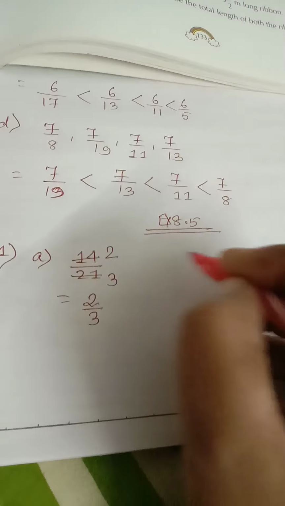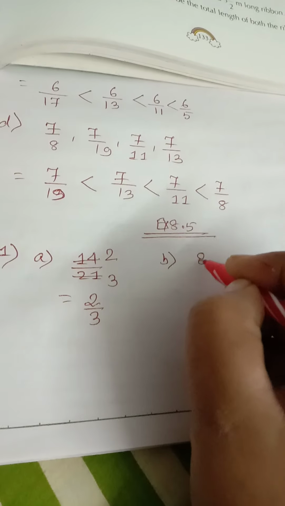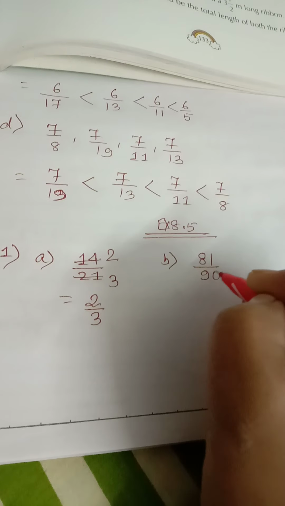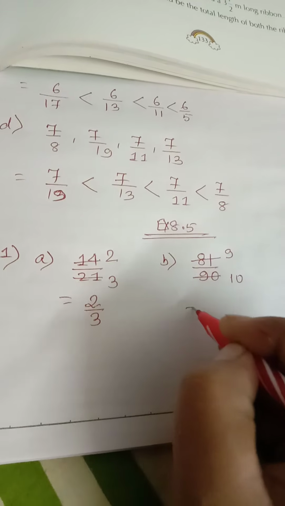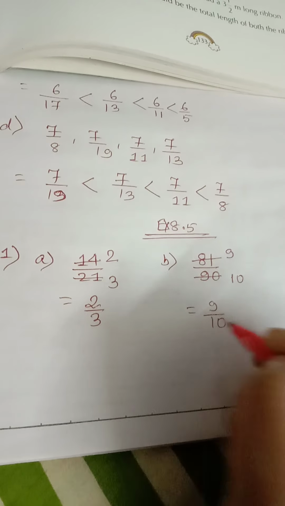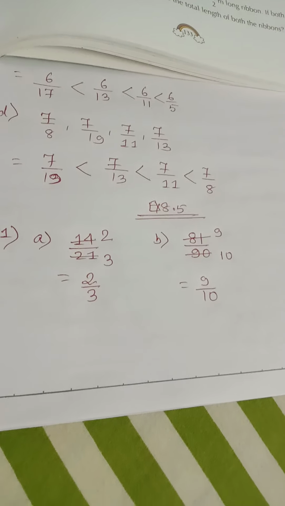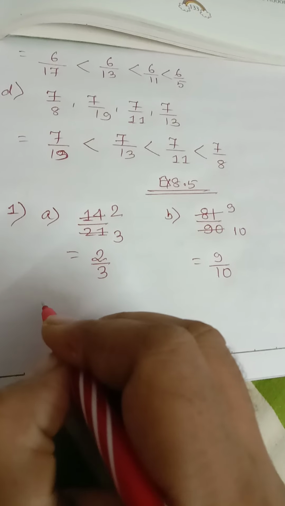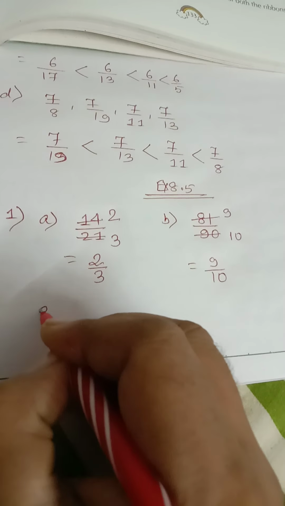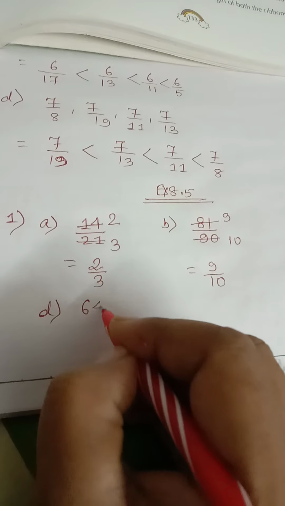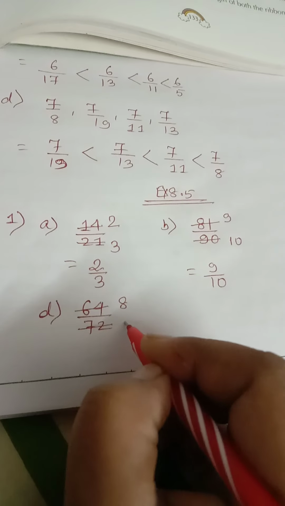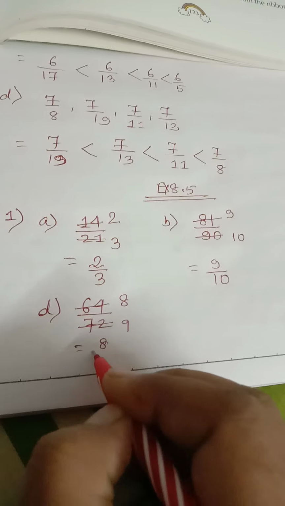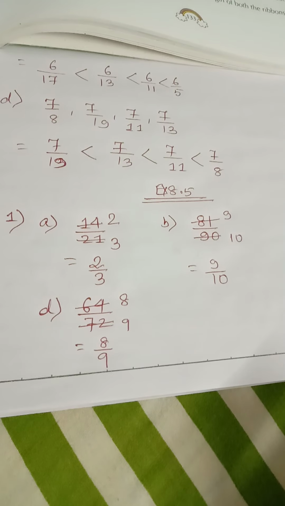Let us see number B, 81 and 90. The highest common factor we know, 9 9s are 81, 9 10s are 90. So the reduced term would be 9 by 10. Let us see number D, 64 by 72. 8 8s are 64, 8 9s are 72. So the answer is 8 by 9.